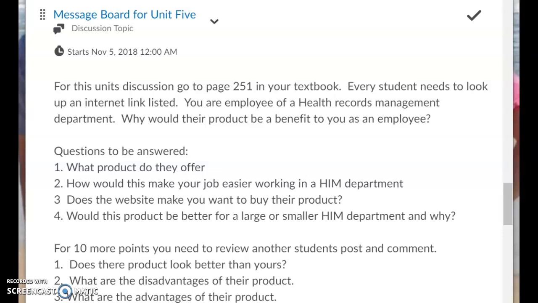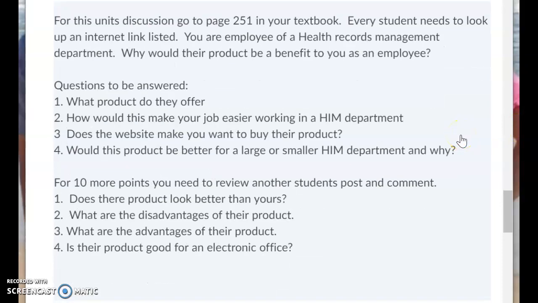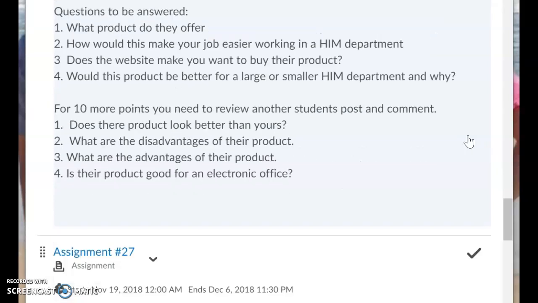So again, you want to look at what product do they offer, how would this make your job easier, does the website make you want to buy their product, would this product be better for a large or a smaller HIM department, and why? And then for an additional 10 points, go ahead and review another student's post and comment.